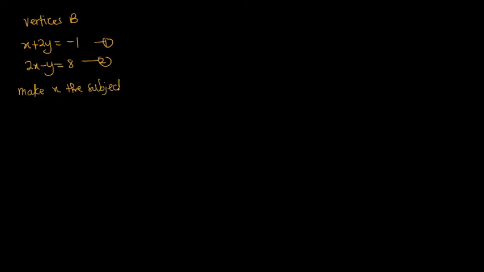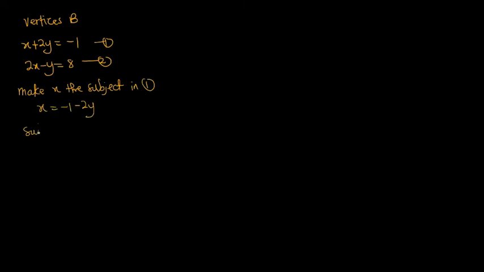So for vertex B, we have to solve the equation x plus 2y is equal to -1. This is our equation 1, and our equation 2 will be 2x minus y is equal to 8. All right, now if you look at what we have over here, we can go ahead and solve these equations simultaneously and find our answer. So the first thing I'll do is I will make x the subject in equation 1. So that will give me x is equal to -1 minus 2y.